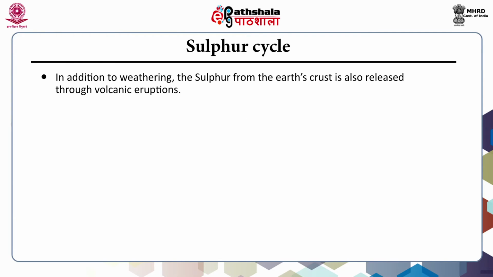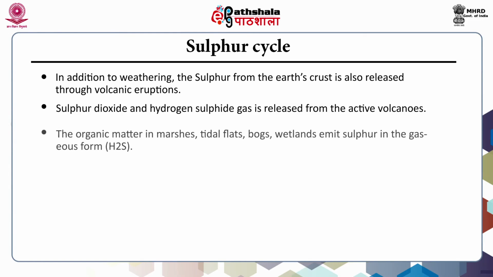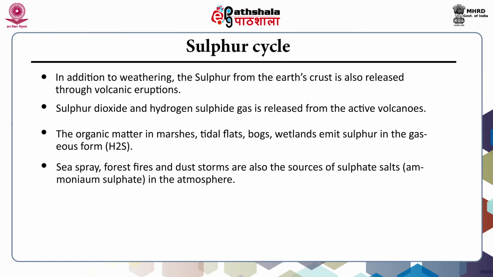In addition to weathering, sulfur from the earth's crust is also released through volcanic eruptions. Now, sulfur dioxide and hydrogen sulfide gas is released from the active volcanoes. The organic matter in marshes, tidal flats, bogs, wetlands also emits sulfur in the gaseous form, that is hydrogen sulfide. Sea spray, forest fires, dust storms are also another source of these sulfate salts in the atmosphere.